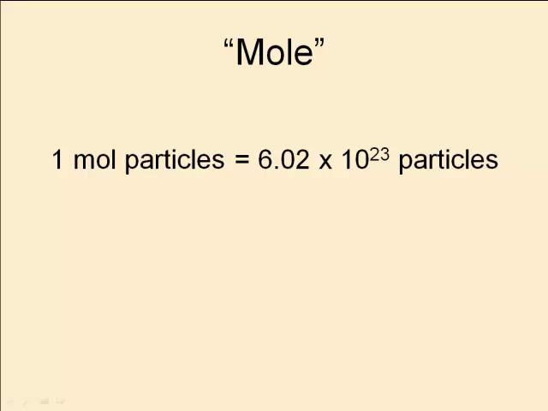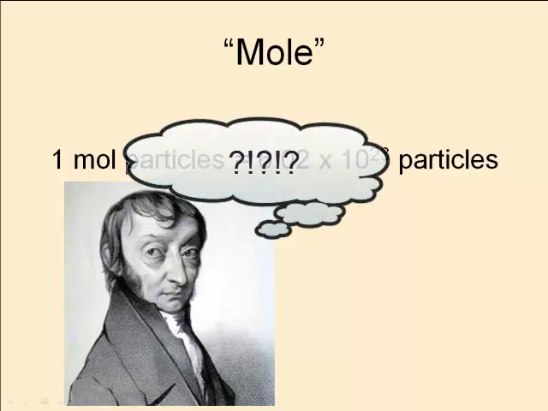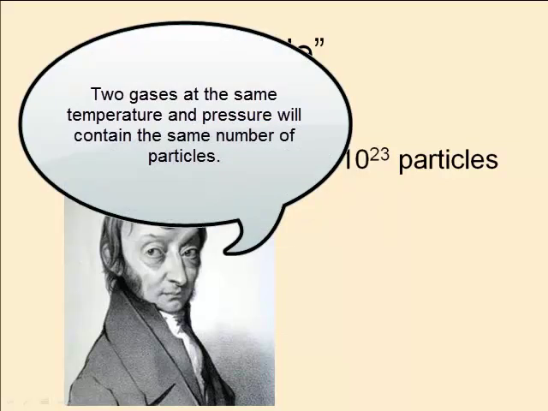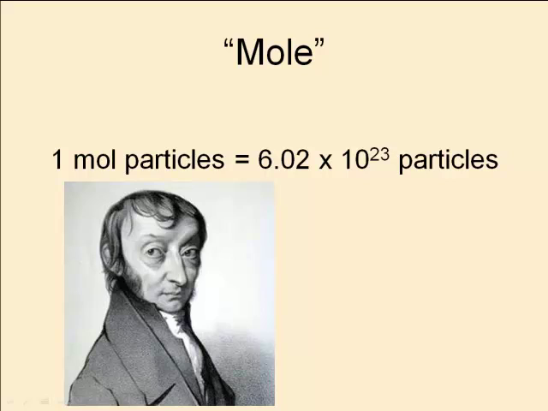Mole is a word that means a number, just like the word dozen means 12. Mole means 6.02 times 10 to the 23rd. This number is called Avogadro's number. Avogadro himself didn't figure out this number, but he figured out the relationship that eventually led other scientists to calculate this number, so it's named in Avogadro's honor.